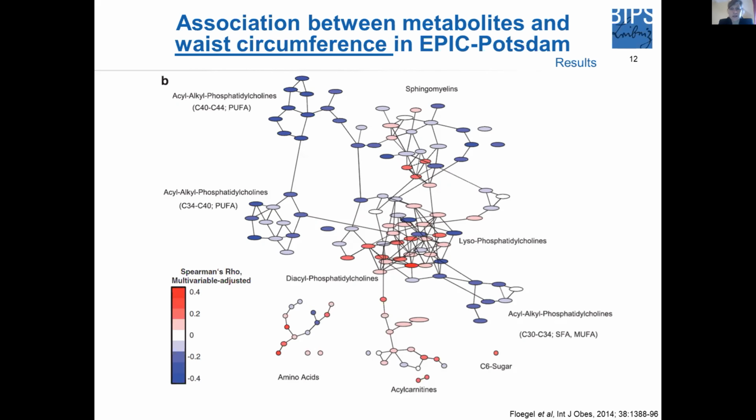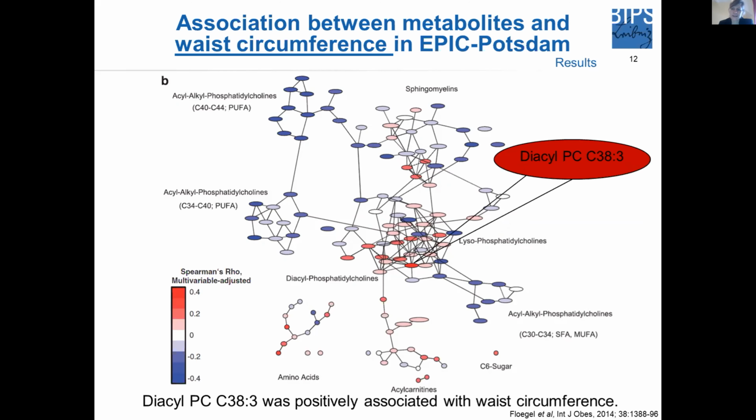And what you can see in the middle of the network, for example, is a red cluster of metabolites, and there's one really dark red dot. So actually, when you look, which one is it? Well, this one is diacyl-phosphatidylcholine C38:3, and this one is highly positively associated with waist circumference. And when you remember my results from the first part, this one was also strongly associated with risk of myocardial infarction. And I tell you what, it's also associated with future risk of type 2 diabetes. So I guess here we picked a really bad cherry.